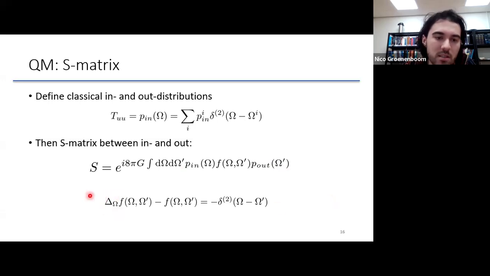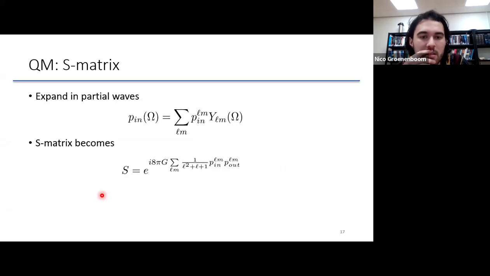But because the differential equation depends on the spherical Laplacian, it makes sense to do this in spherical harmonics. So this is another possible formulation that 't Hooft came to more recently, where we can expand the distributions in partial waves. And then the S matrix diagonalizes, and this Green's function becomes just 1 over L squared plus L plus 1.